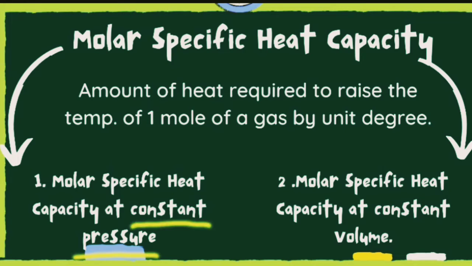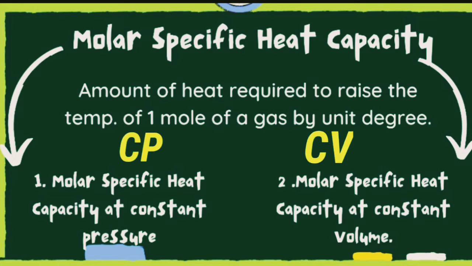So first we will see at constant pressure. It is the amount of heat required to raise the temperature of 1 mole of a gas by unit degree, keeping the pressure of the gas constant. And in constant volume, it is the amount of heat required to raise the temperature of 1 mole of a gas by unit degree at constant volume. Here molar specific heat capacity at constant pressure, also we can say Cp, is greater than Cv, that is molar specific heat capacity at constant volume.